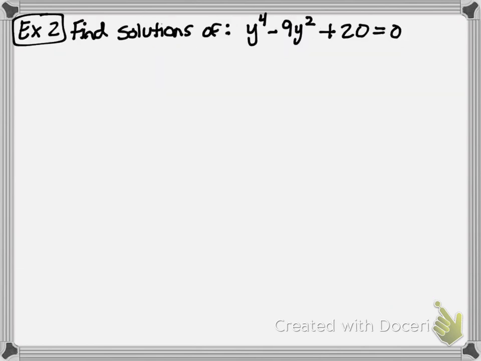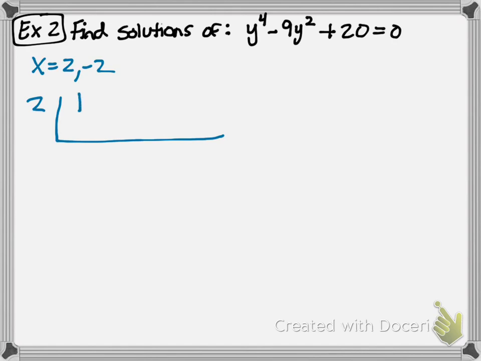All right, so we have another example here. This one I'll do the synthetic division much quicker so we're not here all night. So if we're trying to find the solutions of y to the 4th minus 9y squared plus 20, I would graph that in my calculator. And when I graph it in my calculator, I get x equals 2 and negative 2. So I'll do 2 first. It doesn't matter which one you do first.